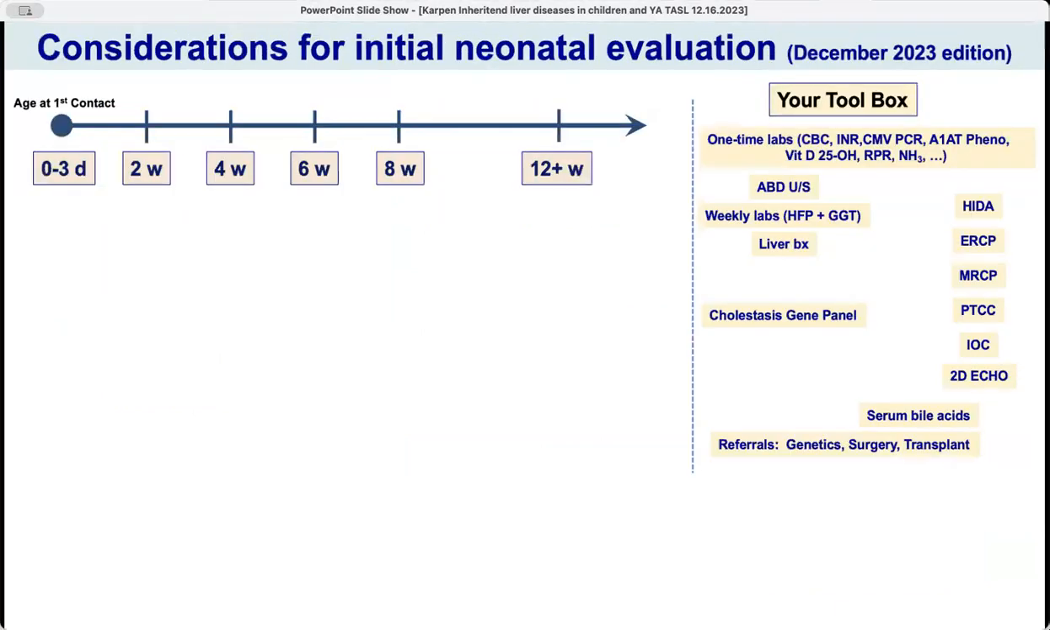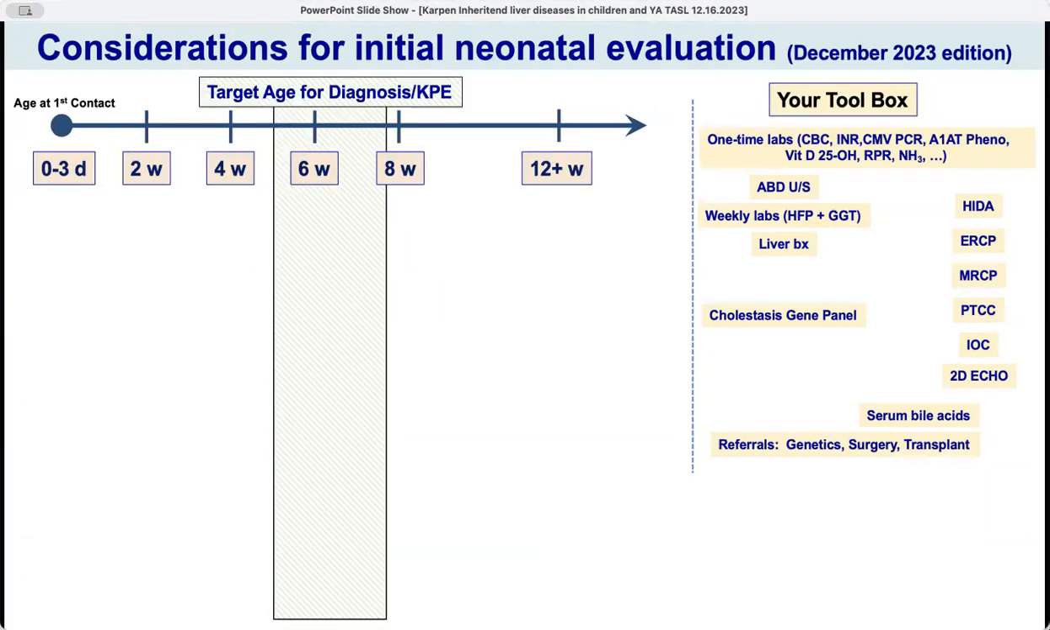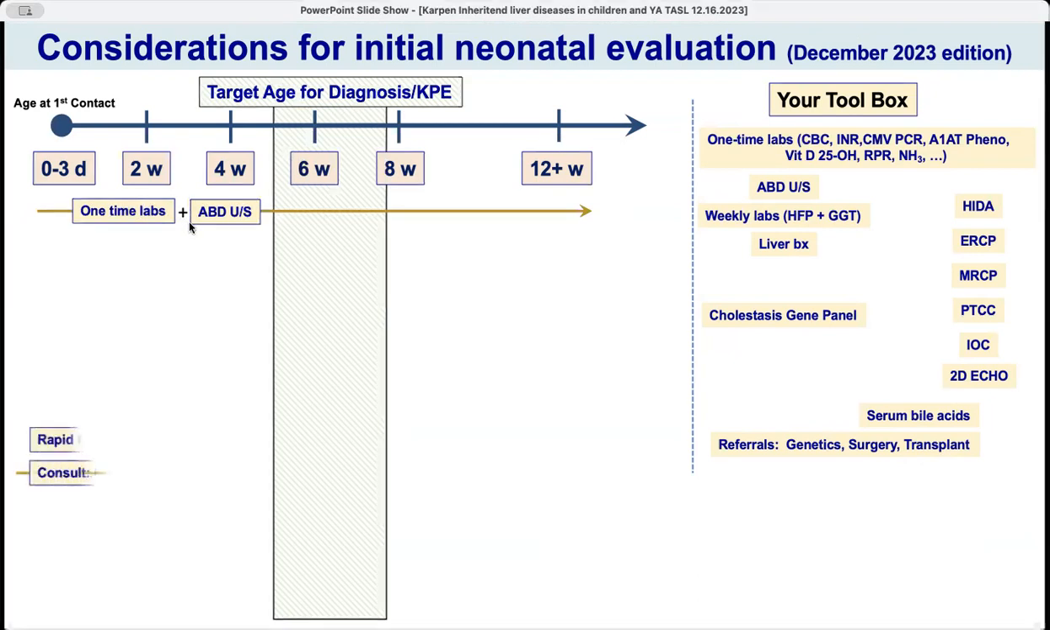So here are my considerations for altering the neonatal evaluation. The toolbox is on the right with lab work, imaging, interventions like PTC, gene panel, referrals, etc. But I'd like to think about age at first contact as telling us what we should do and what we should draw from the toolbox. Keeping in mind our target age for diagnosis for biliary atresia is roughly here, from the 5 to 8 week age. So if you get somebody early, like in the first week or two of life, one-time labs and abdominal ultrasound are quite helpful.